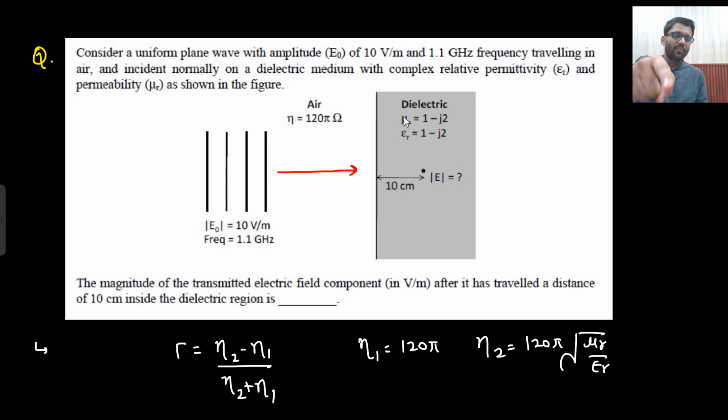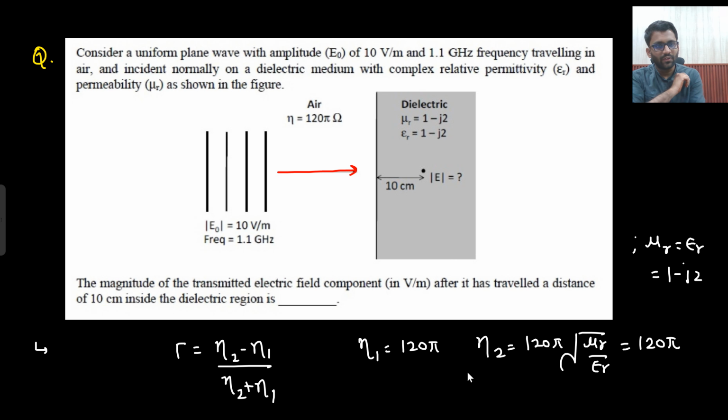What do I see here? Mu r and epsilon r are equal. Here mu r is equal to epsilon r is equal to 1 minus j2. So if both are equal, what is your neta 2? 120 pi only. Neta 1 and neta 2 both are equal here, because mu r and epsilon r are equal.